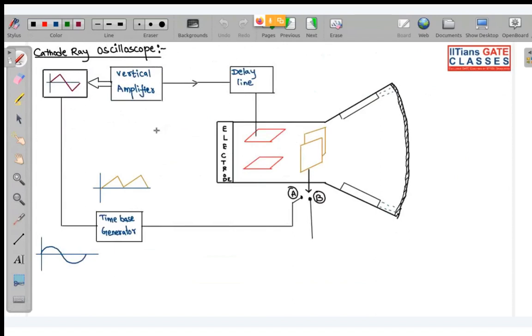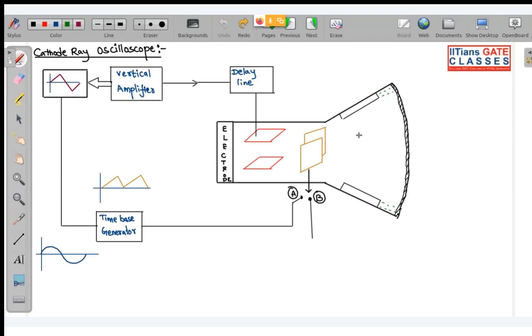Okay, so it has a lot of different components. The main component is this. Can anyone tell me what this component is known as? It emits electrons. So is it an electron emitter? There is a specific name for this. So this is basically a cathode ray tube.